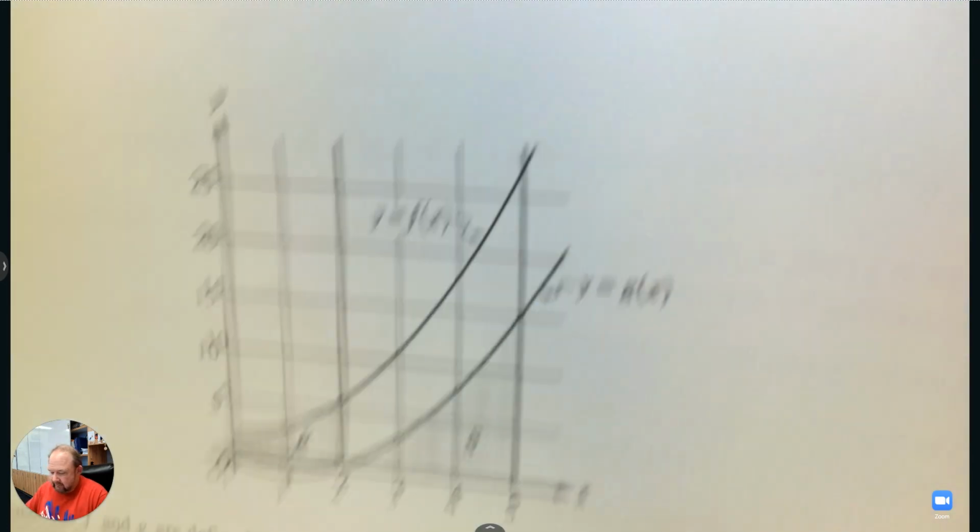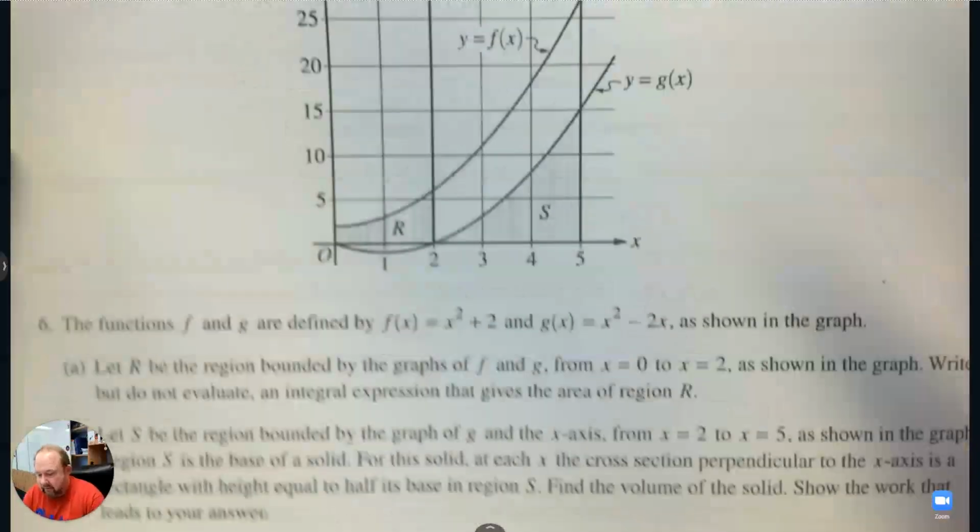Number 6. So number 6, you're given a graph. I might answer it right on here.